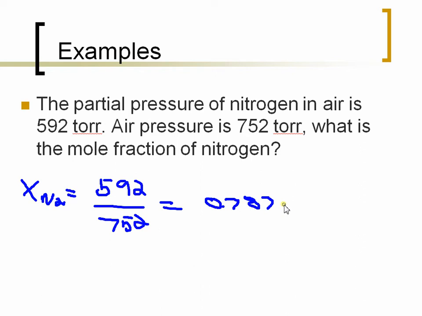There are no units. It's just a ratio. So there are no units for chi. It's just telling us basically a percentage of this gas out of the total. Well, it's in torr, so you can notice the units will cancel out.